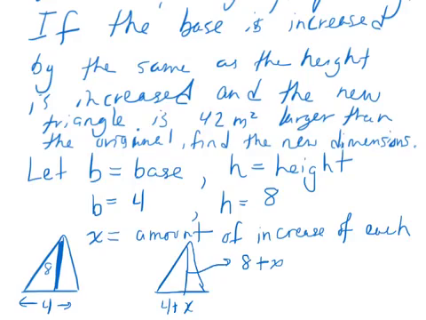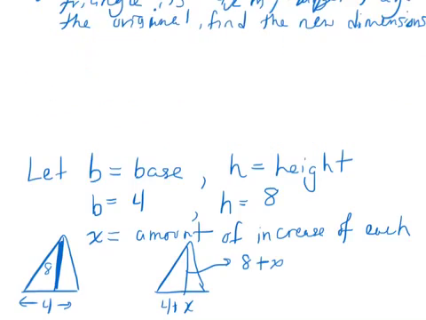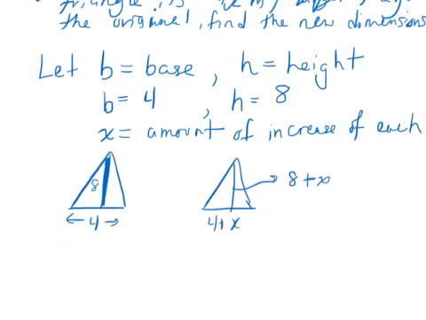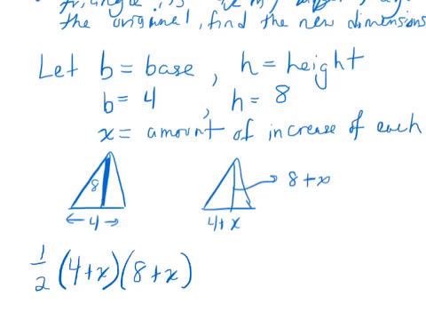Now, at this point in time is when you go to your equations. Or equation, yes. We are told that the new area is how much bigger? 42 units squared or meters squared. So, the new area, right? The new area, 1/2 times base times height, is 42 bigger than the old area.